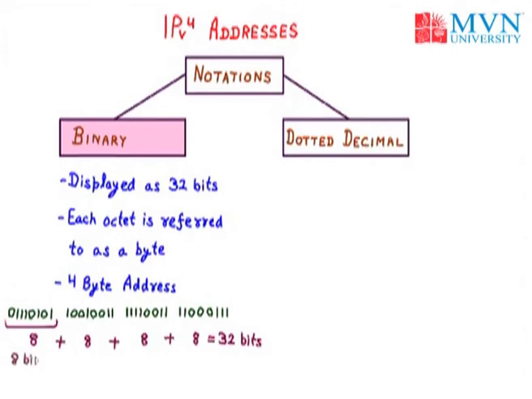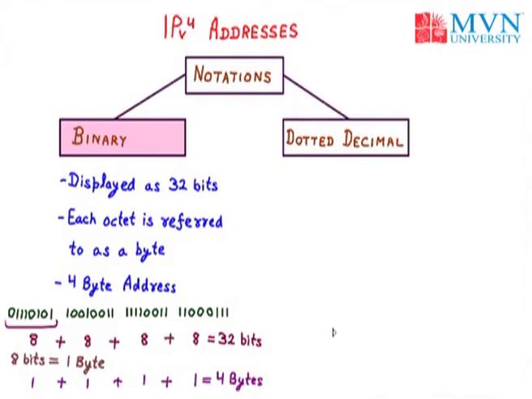But as we know, 8 bits is equal to 1 byte. So now the equation will become 8 bits equal to 1 byte, again 8 bits equal to 1 byte, and the combination of all the ones is equal to 4 bytes. So that is the binary representation of any IPv4 address, in which we have zeros and ones. That is all about the binary.